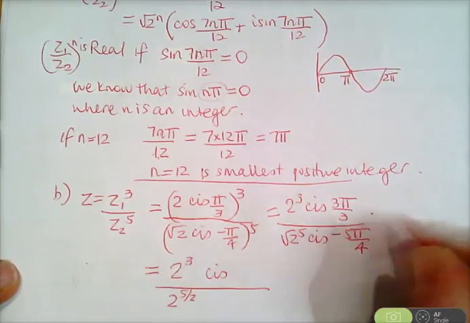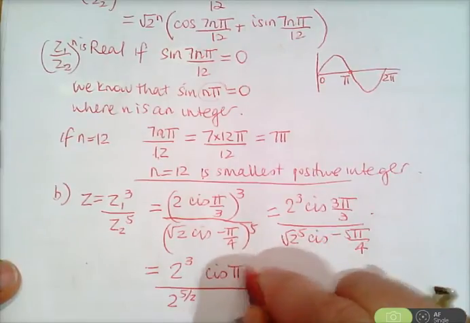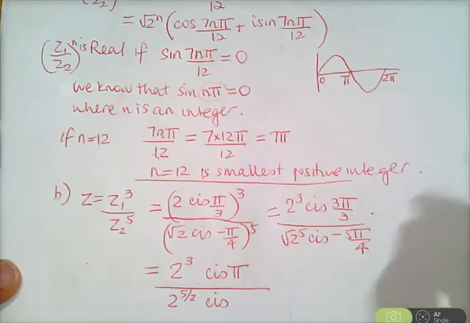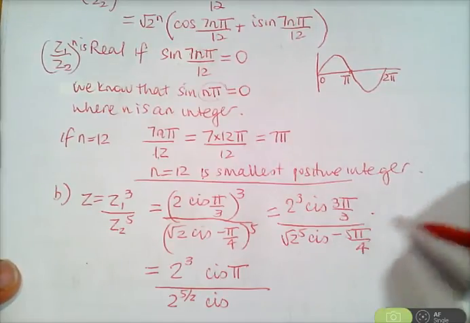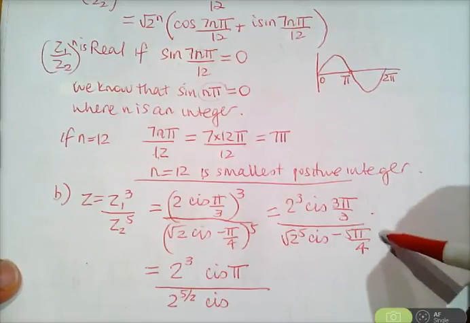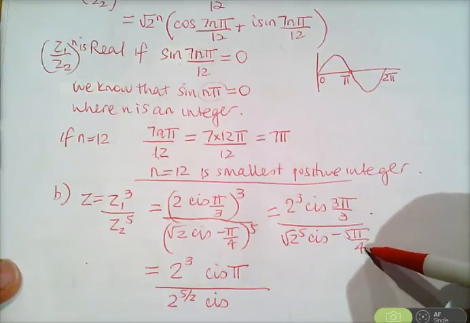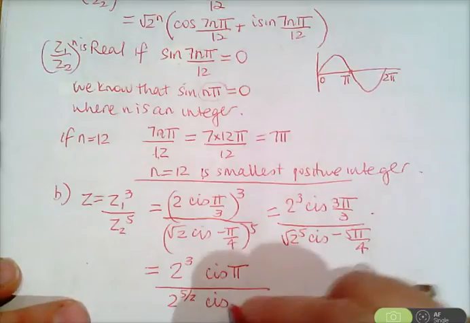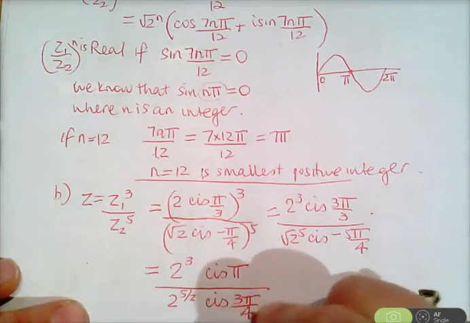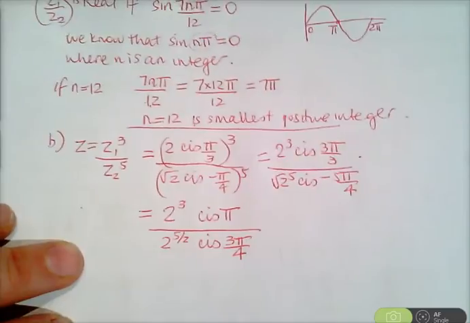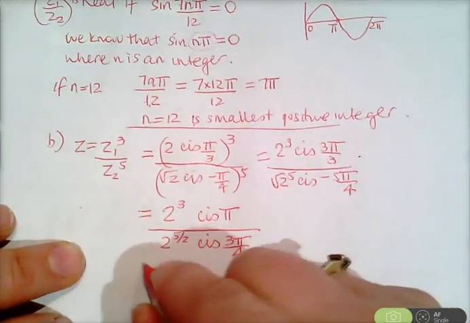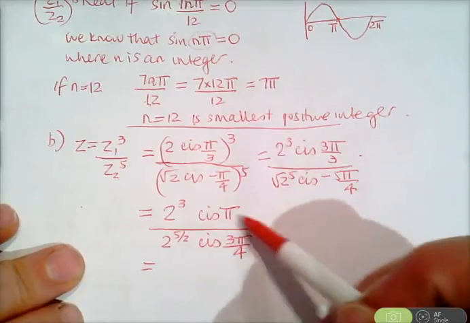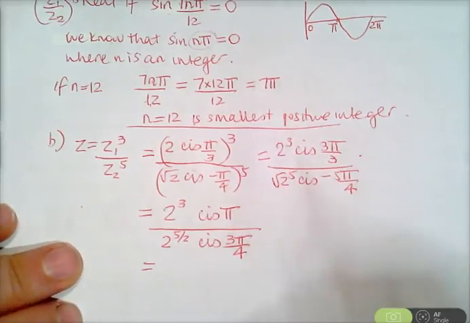And we've still got cis 3π/3, which is just cis π, and cis of minus 5π/4, that is not a principal argument, so we need to add 2π to that. So it's minus 5 on 4, which is minus 1 1/4, plus 2, which is positive 3/4 π. So first we're doing them as principal arguments. This is using De Moivre's theorem, and this is writing these both as principal arguments.